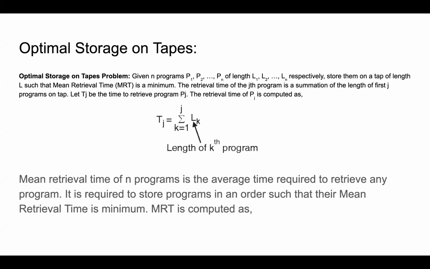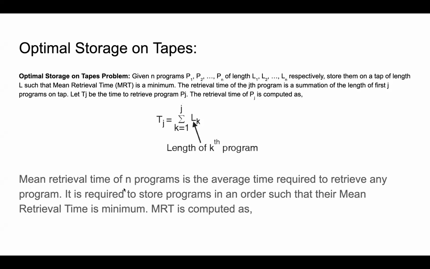Okay, that is the diagram I drew and showed you. And what we have explained is there in this formula. Tj is equal to summation of k is equal to 1 to j, lk. Lk is the length of the kth program.